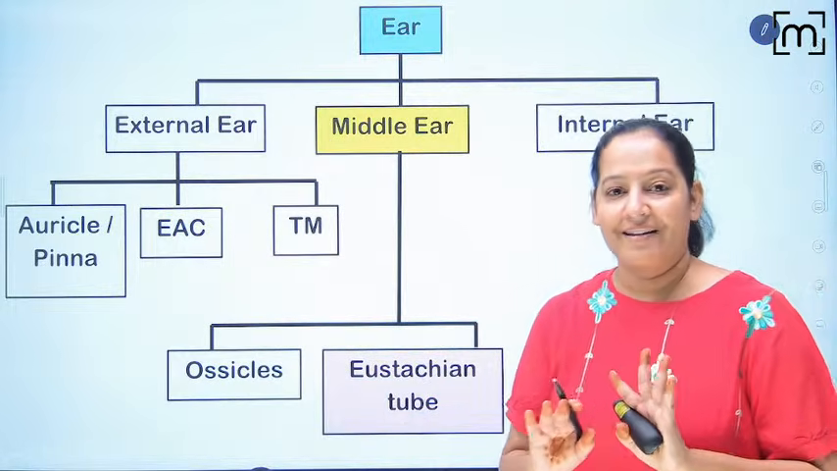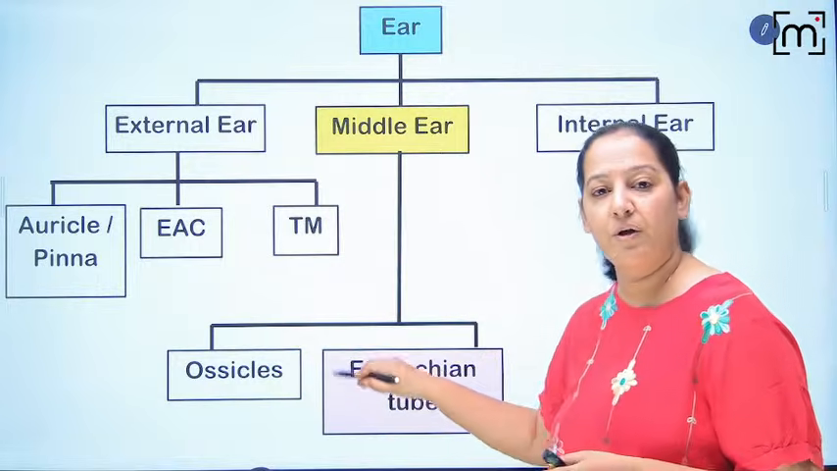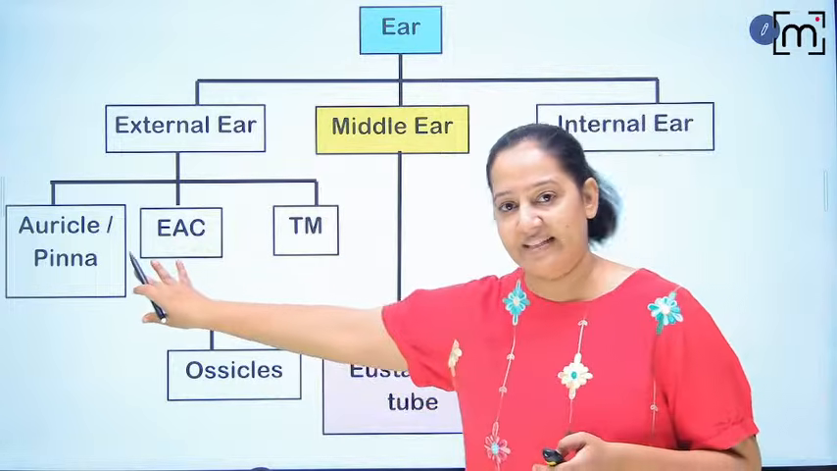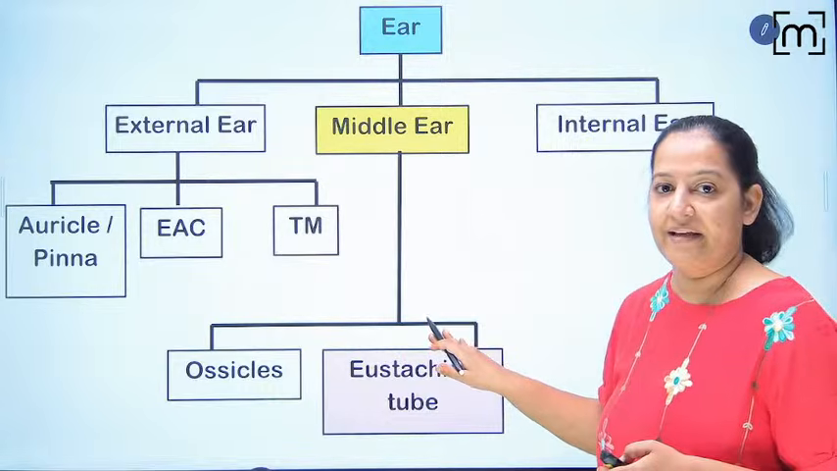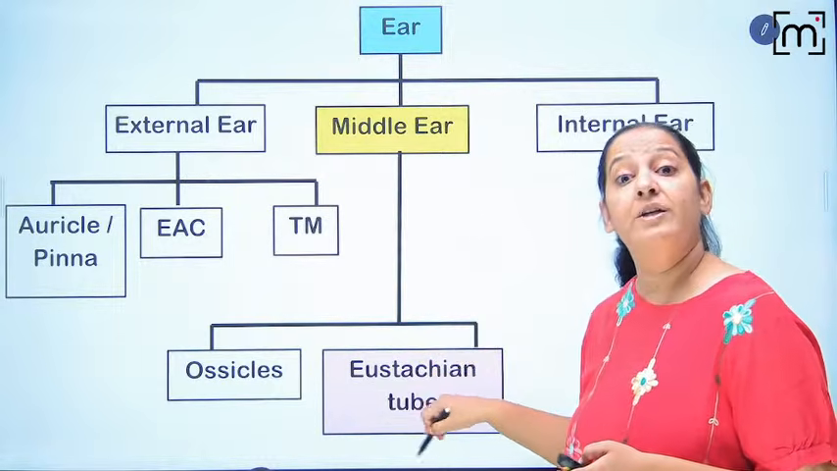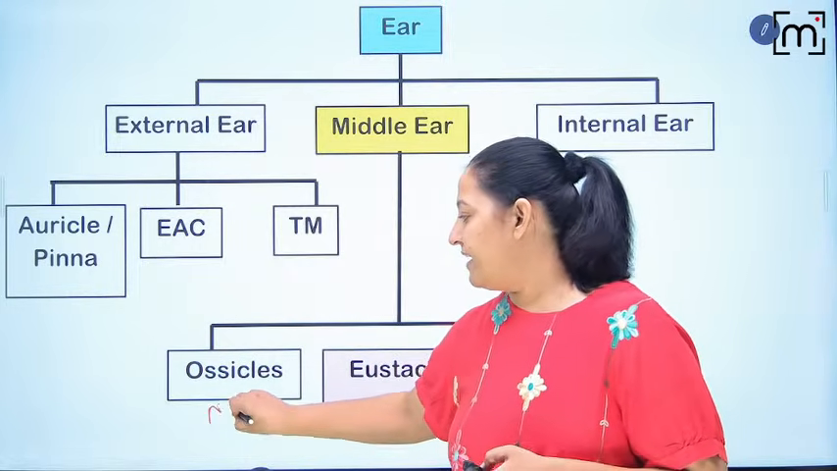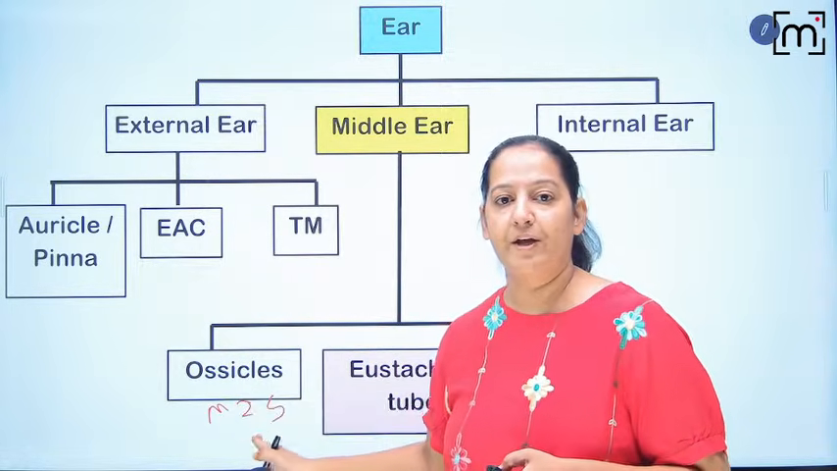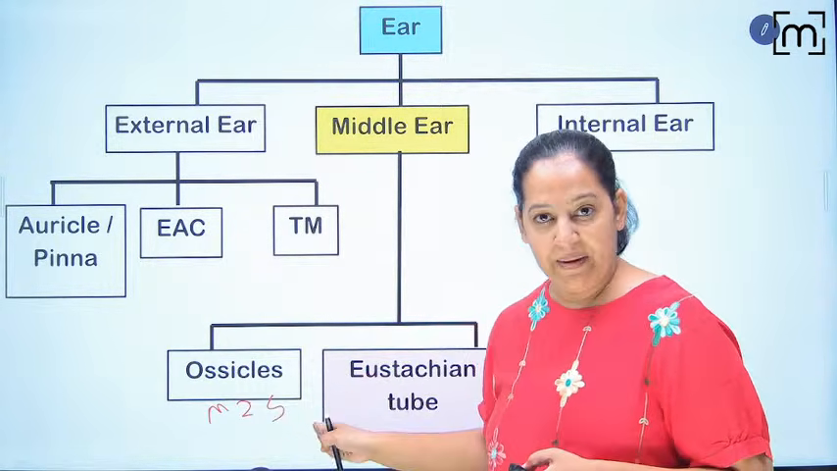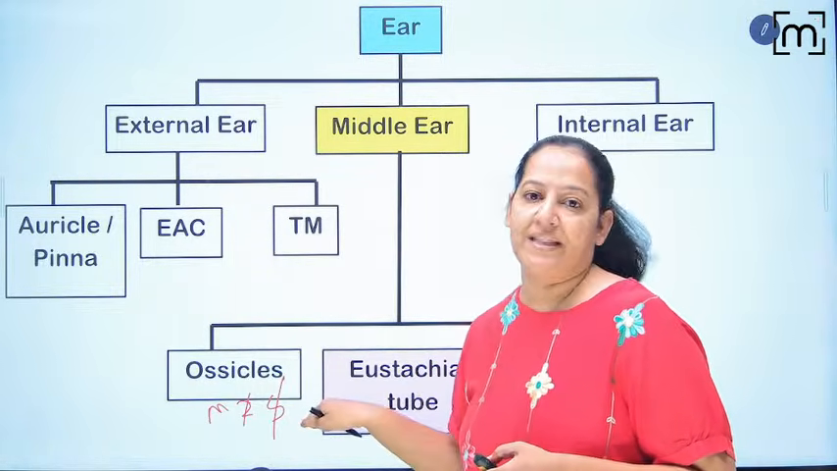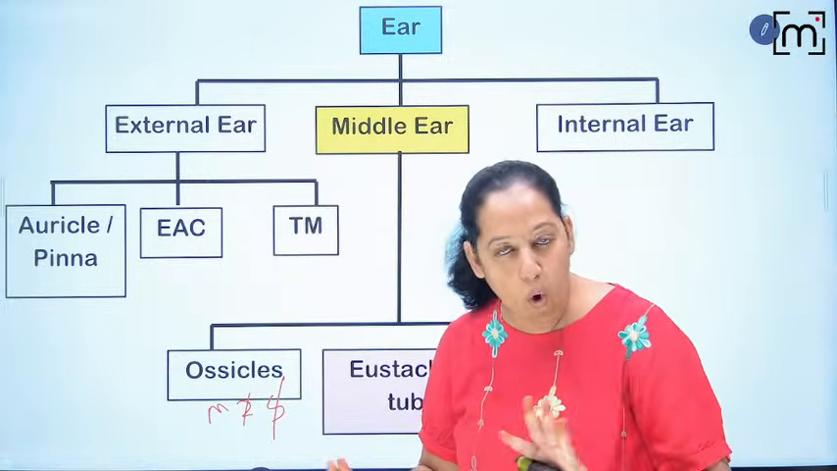So we are done with the ossicles. Now coming to the eustachian tube, the second component of the middle ear. We are done with the external ear and now we are studying the middle ear. In the middle ear, I am interested in the eustachian tube. I already taught you the three ossicles, MIS. I told you which one is lateral, which one is medial, which one is largest, which one is smallest, and the joints between them and their structure. I told you all these things.